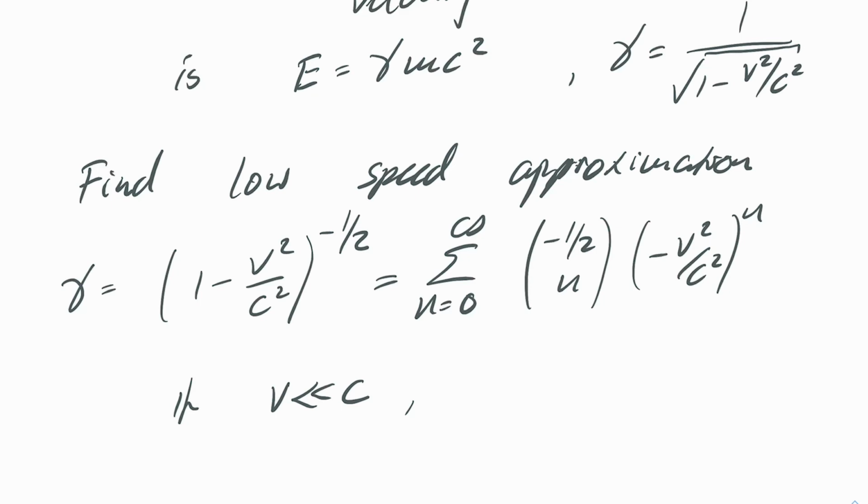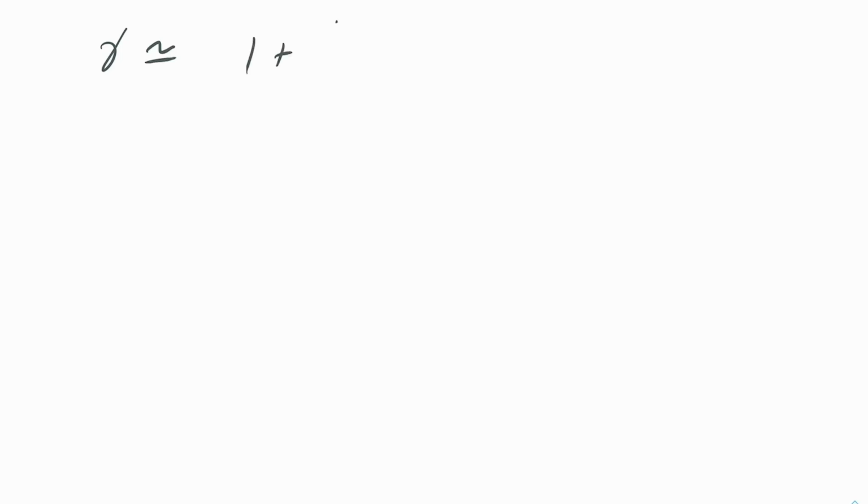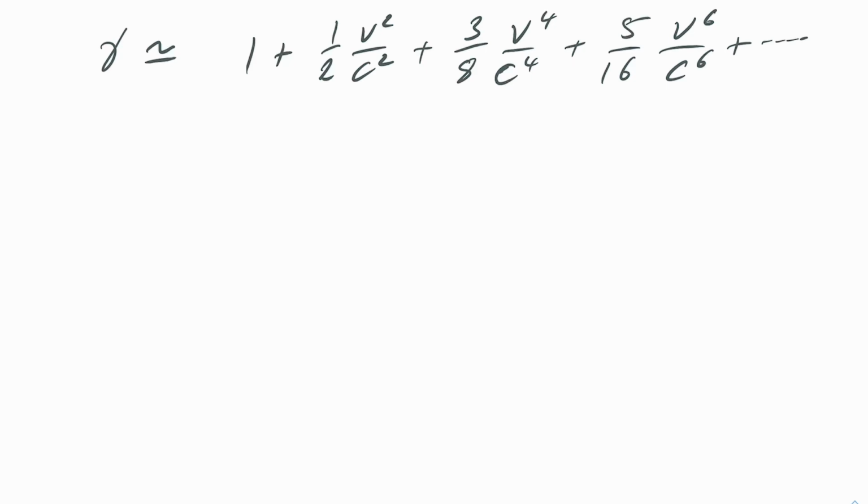And if we write out the first few terms of that, that's going to give us what we need, because if v is small, if v is much less than c, then the ratio of v over c to the 2n is going to tend to 0 as n tends to infinity. So the relative contribution of each term is going to get less and less important. So the first few terms should give us a good approximation for a low velocity particle. So let's write out the first few terms: 1 plus 1/2 v squared over c squared plus 3/8 v to the 4 over c to the 4 plus 5/16 v to the 6 over c to the 6 and so on.